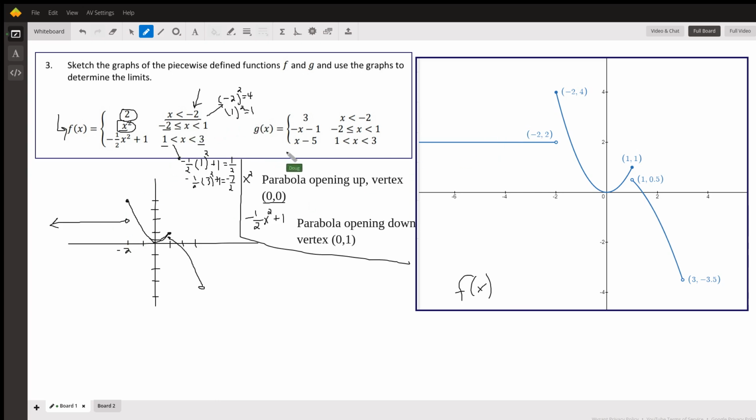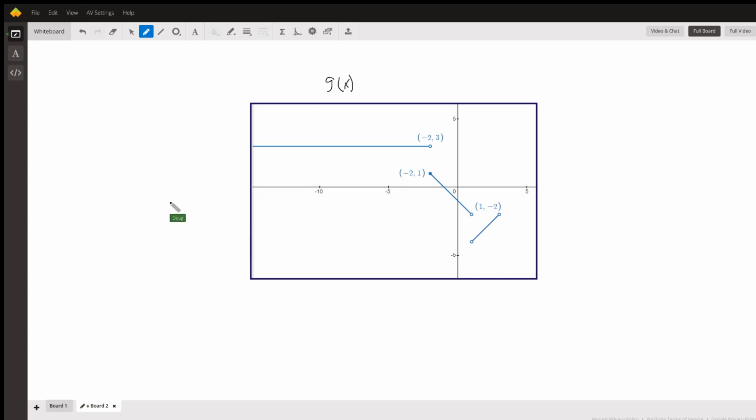For g of x, same deal here. This is a constant function, so the line will be y equals 3 to the left of -2. These are straight lines with y-intercepts and slopes. I'm not going to go through the same detail that I went over here, but here's what the graph looks like. For that middle portion, there's the y-intercept. Graph the endpoints and just join them with the segment.